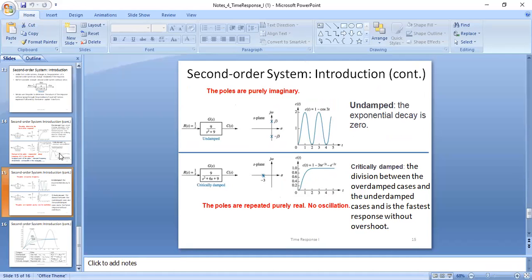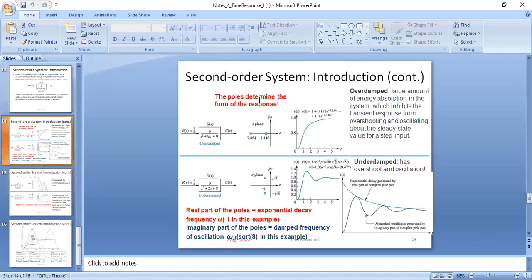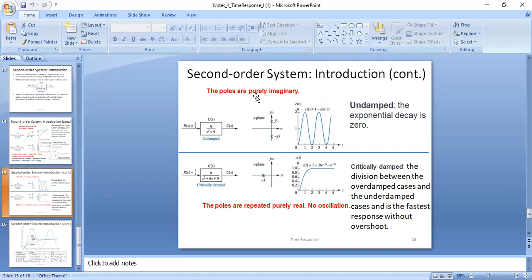Yes. See here, they have written that for overdamping, here it is not written. For underdamping, you have a real part. Here, see, these are complex roots, right? Here you have real and distinct roots. For undamped, your poles are purely imaginary. And for critically damped, they are repeated and purely real. And you can say this is a very important line.